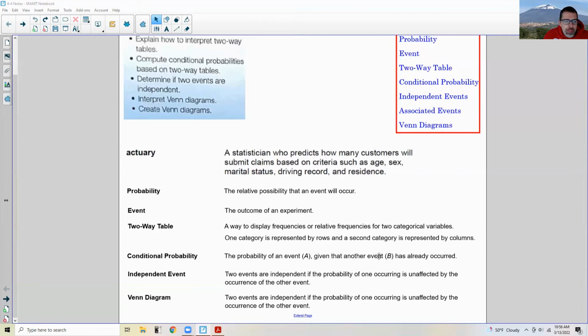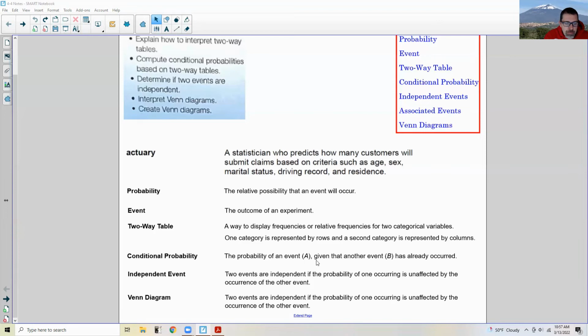A two-way table is a way to display frequencies or relative frequencies for two categorical variables. One category is represented by rows and a second category is represented by columns. We'll take a look at those in this chapter. Conditional probability, that's the probability of an event A given that another event B has already occurred. And we'll get into that in some examples in this lesson. And then independent events are two events that are independent if the probability of one occurring is unaffected by the occurrence of the other event.